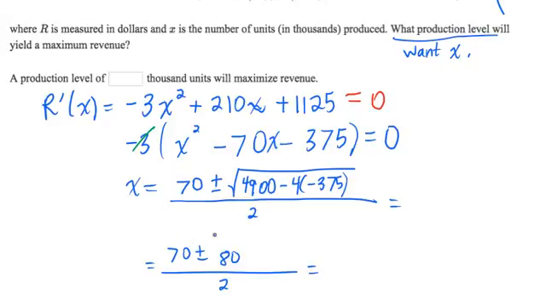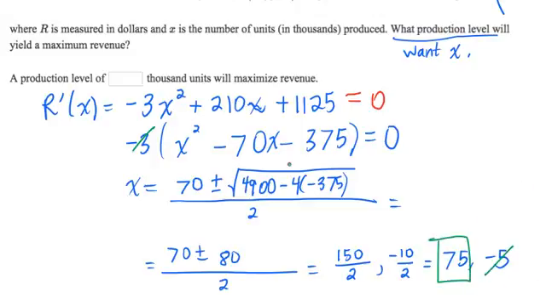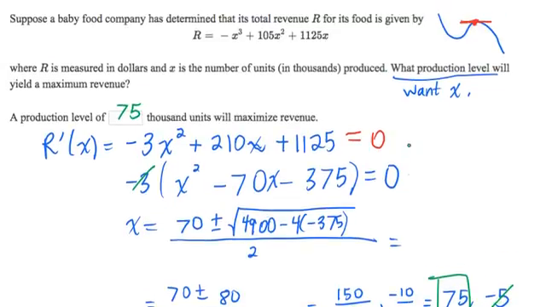If we do 70 plus 80, we're going to get 150 over 2, or if we do 70 minus 80, we get negative 10 over 2. So those are 75 and negative 5. Now a negative number doesn't make sense in this problem. Therefore, we should produce 75,000 units, luckily x is in thousands, to maximize the revenue.